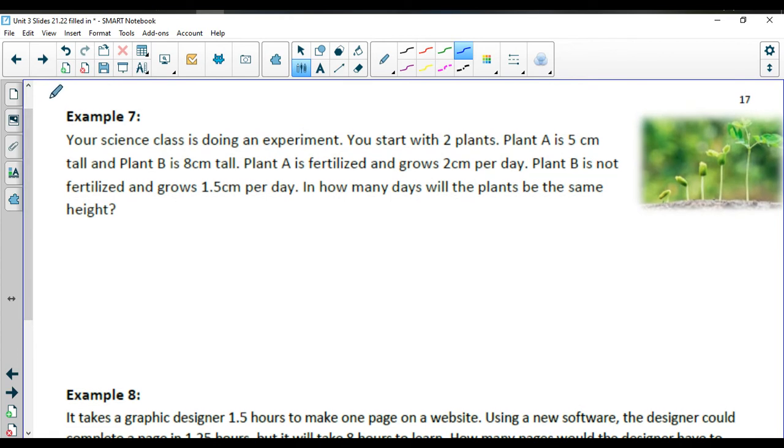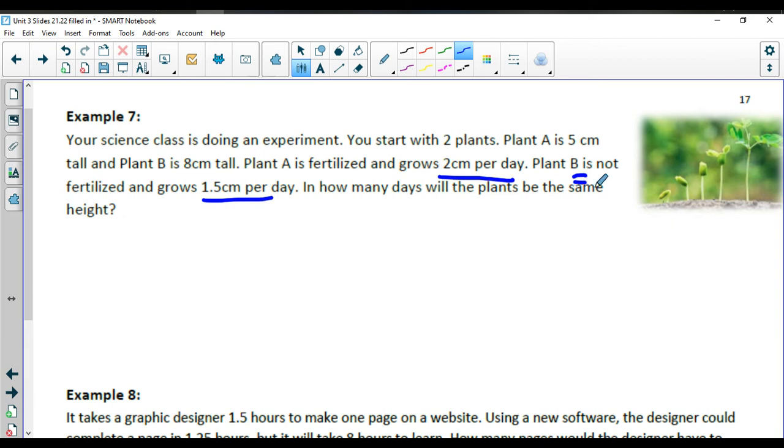In example 7, we start off with some word problems. Your science class is doing an experiment. You start with 2 plants. Plant A is 5 centimeters tall and plant B is 8 centimeters tall. Plant A is fertilized and grows 2 centimeters per day. Plant B is not fertilized and grows 1.5 centimeters per day. In how many days will the plants be the same height?